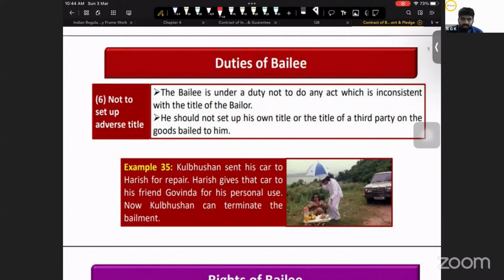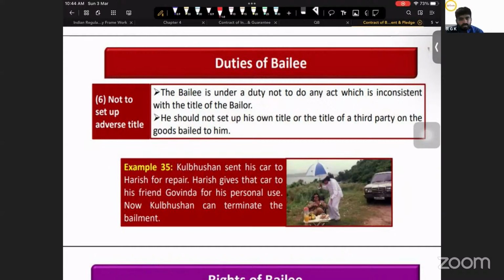This is inconsistent usage. Now, suppose the car which you have sent for repair is being sold by the garage owner. It will not amount to a valid sale, because a bailee cannot set up an adverse title. Adverse title is not possible, not permitted. These are the duties of bailee.